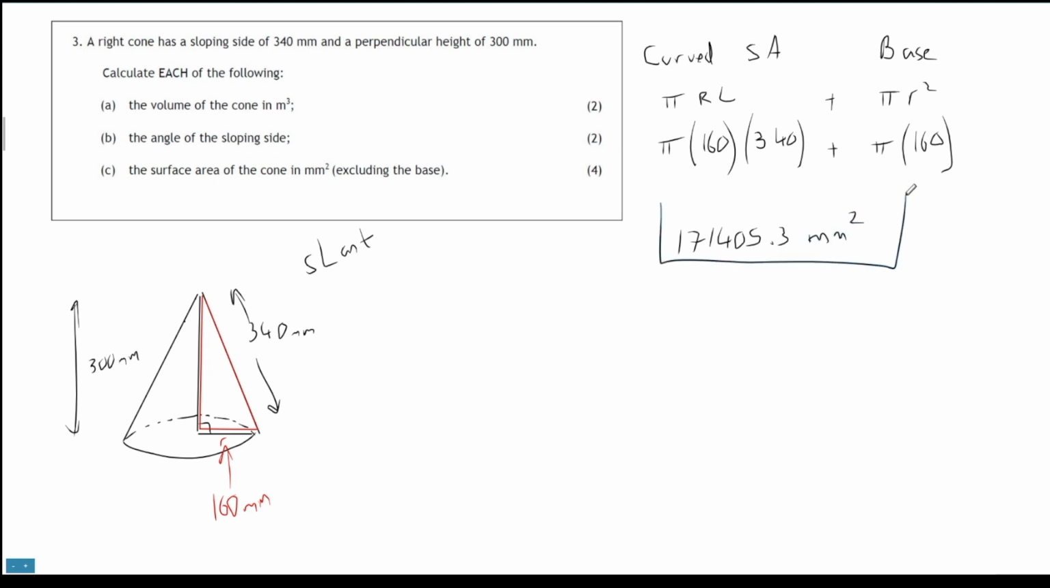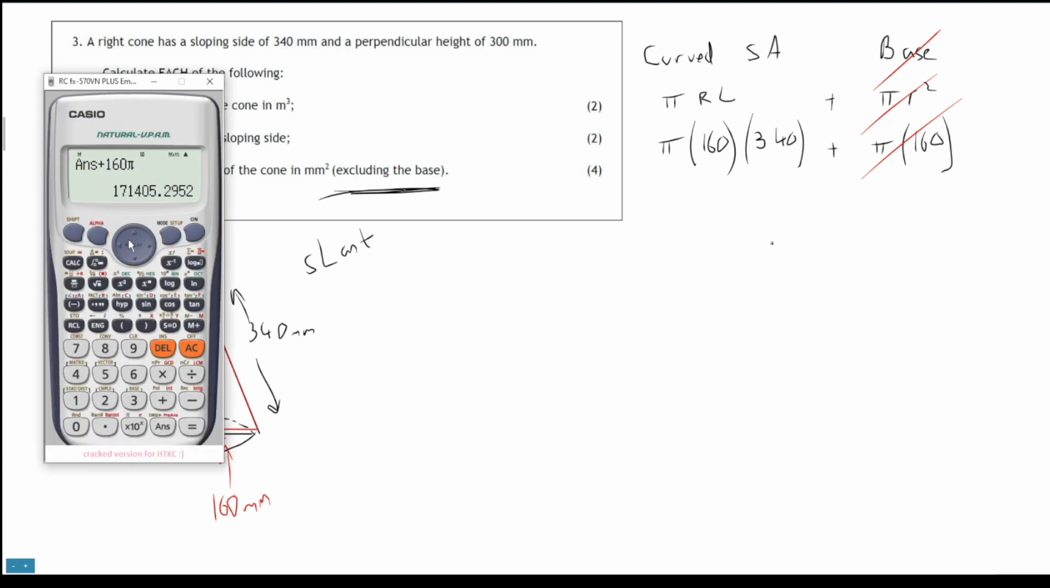Oh, it said excluding the base. I did not see that. So, whoops, I do not need the base on there, so let's delete that. And we do it again, just this bit. Let's just do it again. So, pi times by... Why would you not do the base? That doesn't make any sense. Okay. Got to read the question really carefully two or three times.